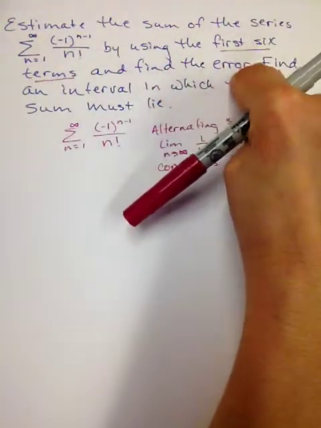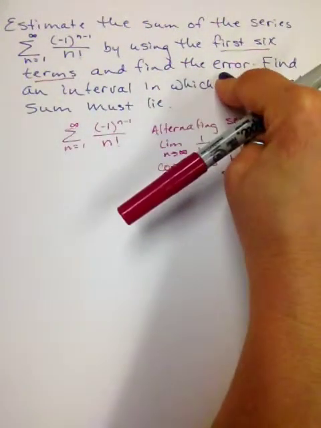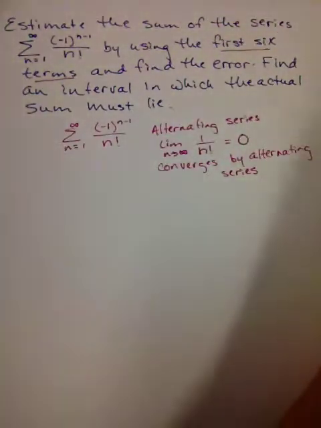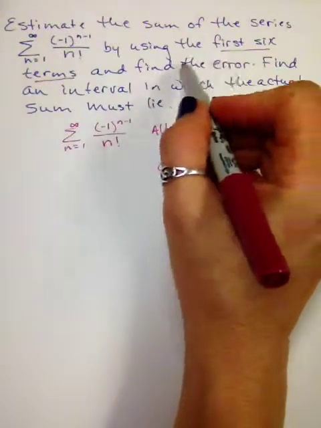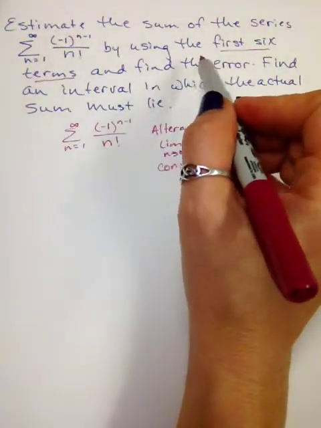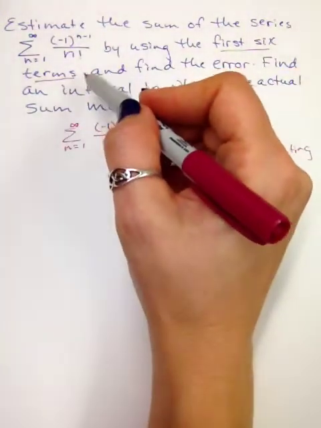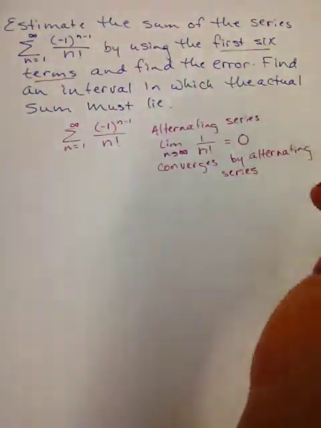Well, I'm not going to find the exact error, because if I could find the exact error, I could find the exact sum, in which case I would. But what I can do is find the maximum amount of error, and the remainder theorem for alternating series says that that will be my 7th term. It's always the next term, and we'll look at this and why.